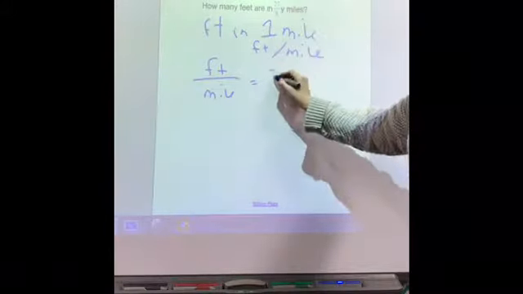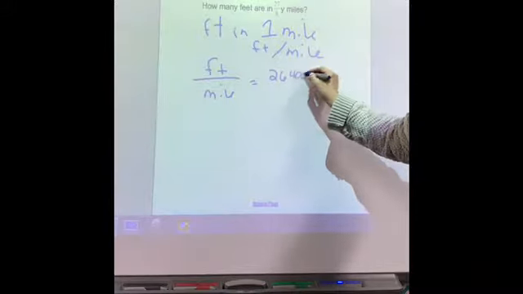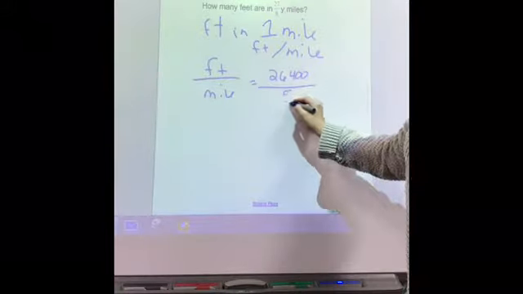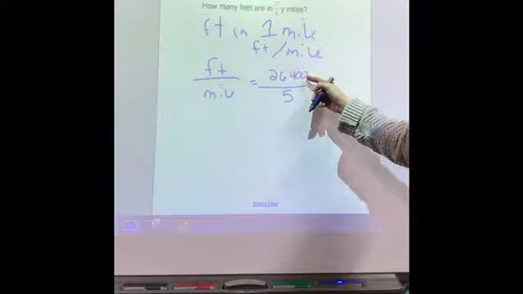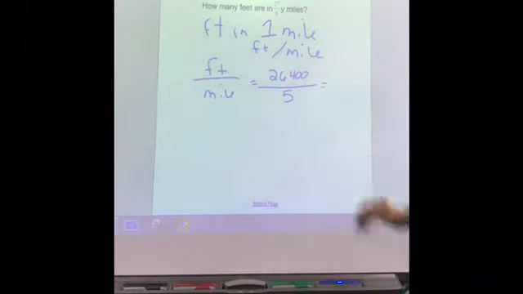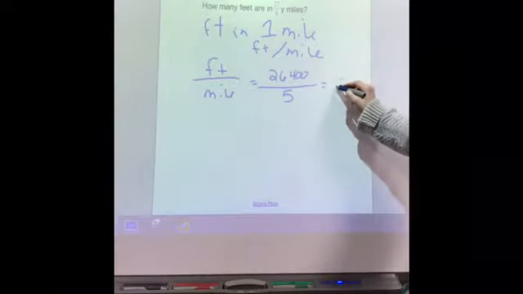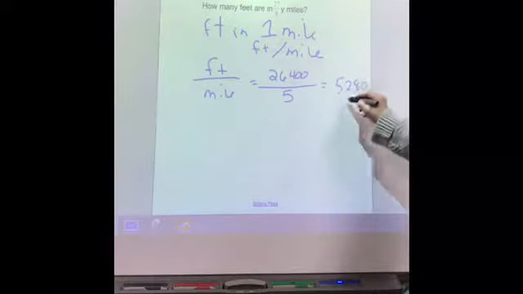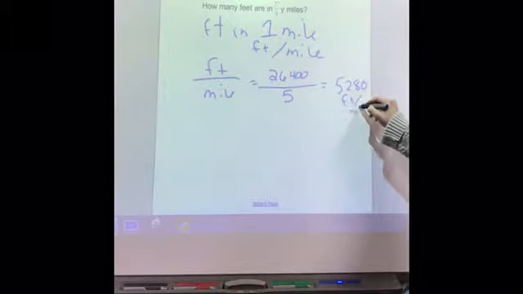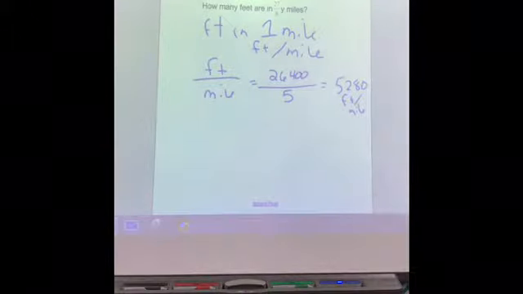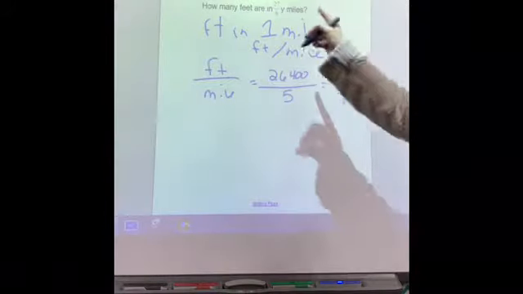The feet is 26,400. The mile is 5. This ends in a 0, so I know it divides evenly. So I'm going to use my calculator and I'm going to divide it. And I get 5,280 feet per mile. So in 1 mile, I have 5,280 feet. Now I'm ready for the second part.